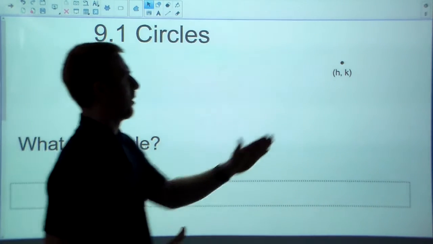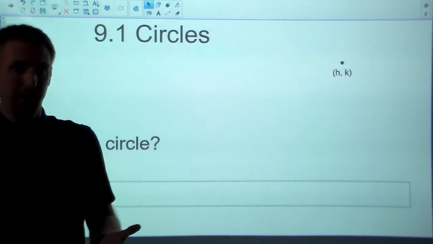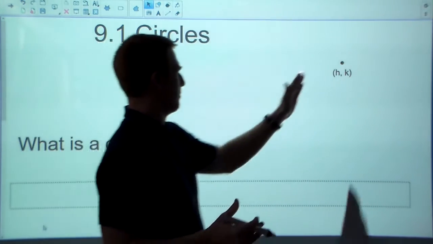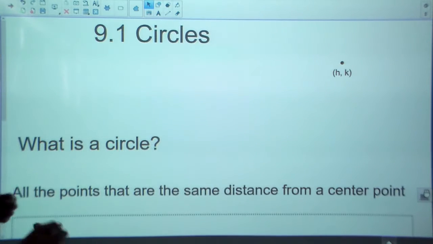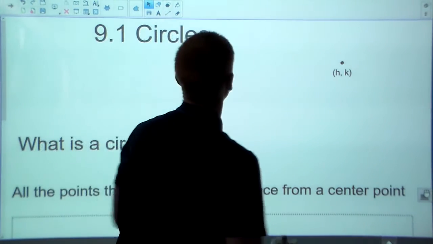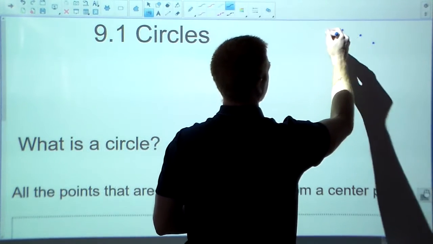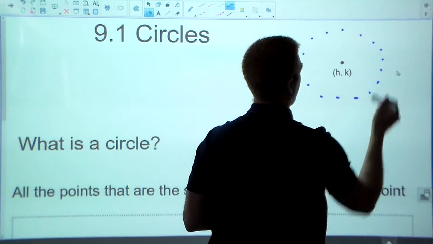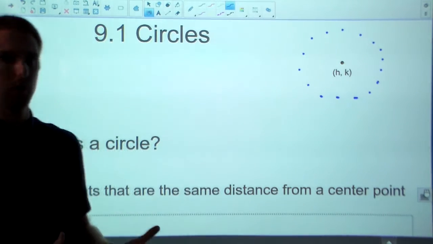I've got a point drawn here, and we'll call it HK. I'll explain more about the significance of HK in a moment. But think about what is a circle relative to this point? You should be thinking about something along these lines. It's all the points that are the same distance from some center point. So if this is the center point, I'm looking at all the points I could ever make that would be the same distance from that. Something like that.